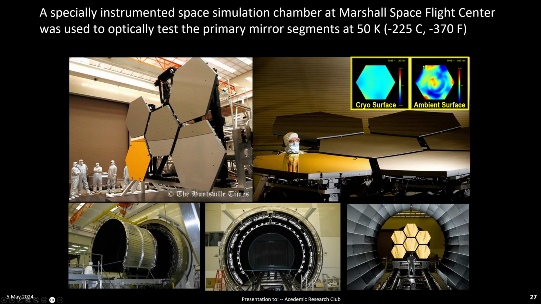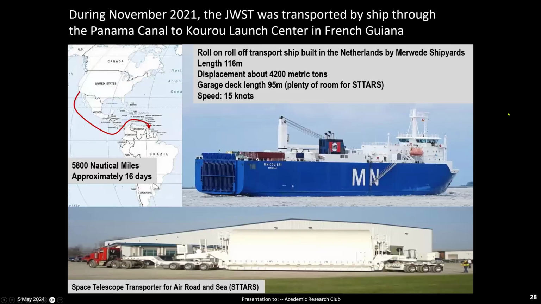Here you have the room temperature figure of the mirror. These colors are denoting peaks and valleys in the surface of the mirror. And when we take that and just cool it down to the operating temperature, the whole thing flattens out to a nearly perfect mirror. And so we had to do this 18 times, and that was all done successfully.